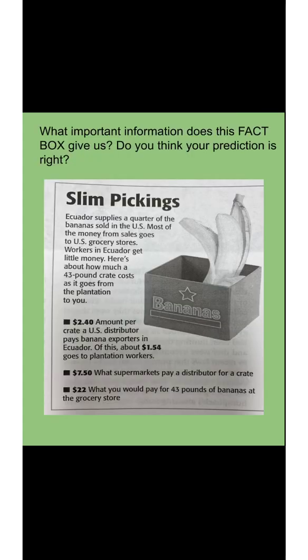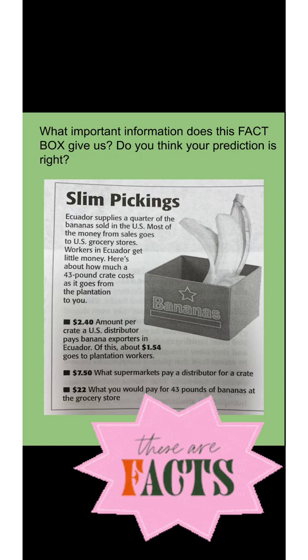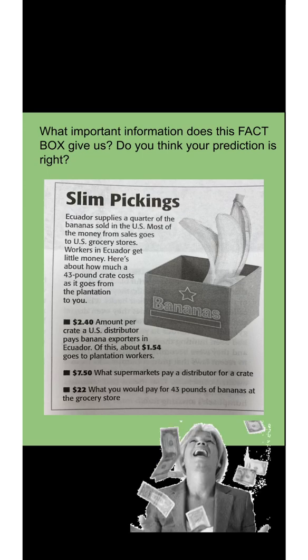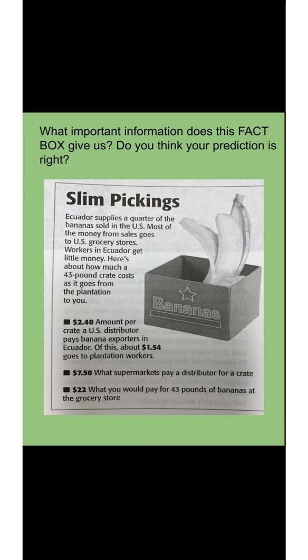And here's a third feature from the same story. This looks like it has an image, but in fact, this is a text feature. This is called an inset and a fact box. It says slim pickings. Ecuador supplies a quarter of the bananas sold in the U.S. Most of the money from sales goes to U.S. grocery stores. Workers in Ecuador get little money. Here's about how much a 43-pound crate costs as it goes from the plantation to you.